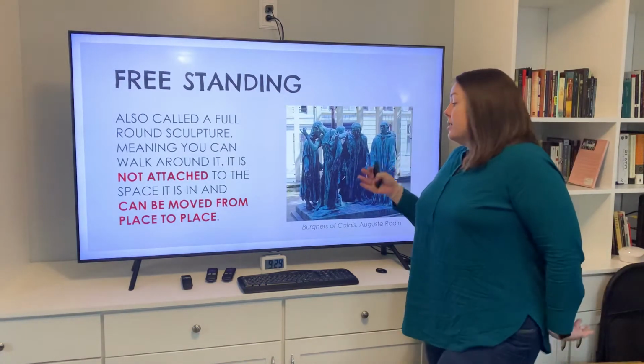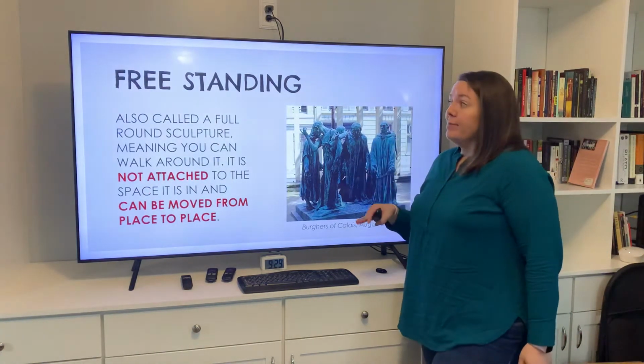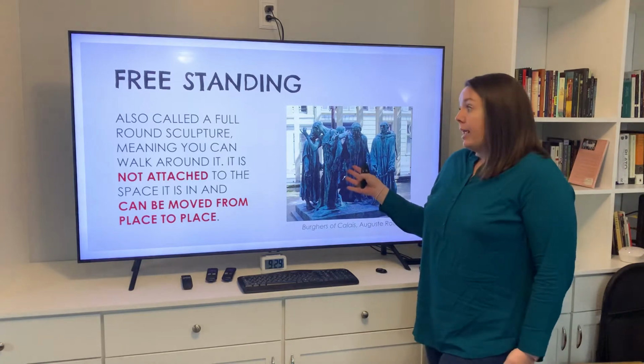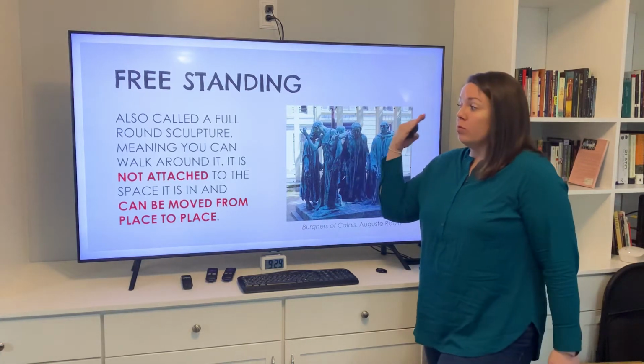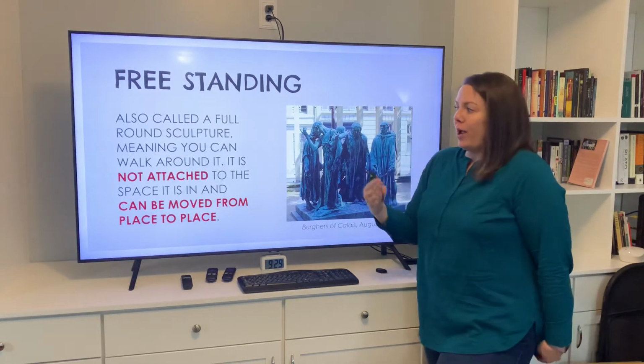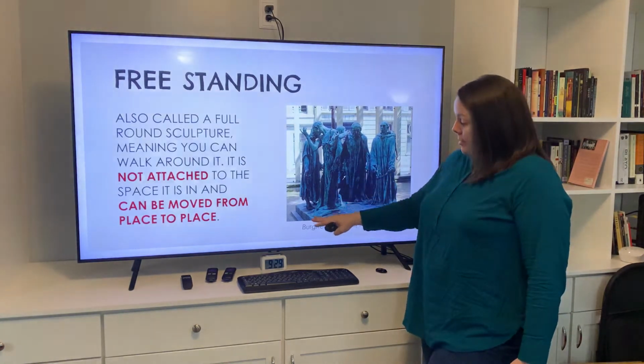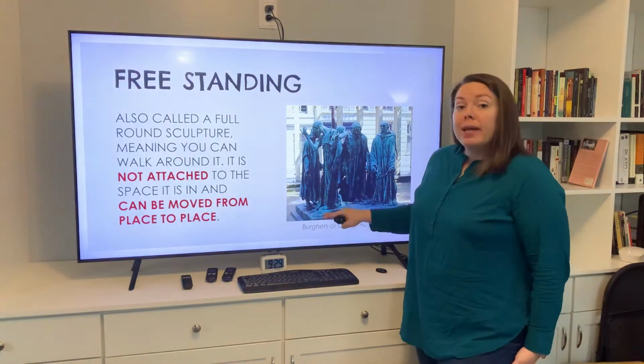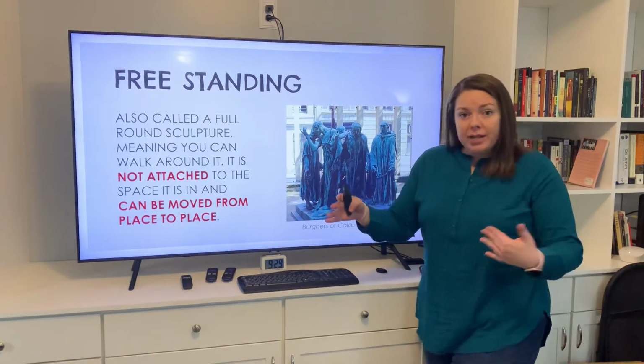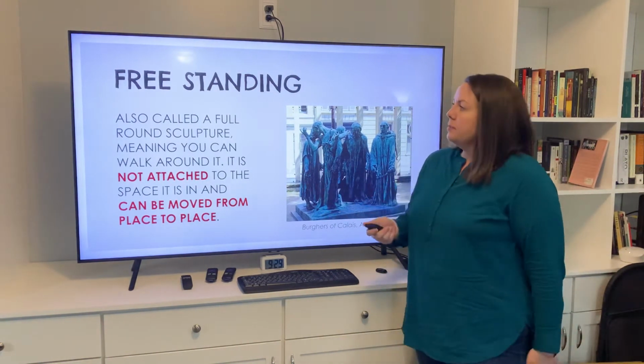So we're going to go through the different types of sculpture. It can be freestanding, meaning that it can also be called a full round because you can walk fully around it. It is not attached to the space. So this is on a platform, and this platform can be moved, so it can be relocated to different squares or different museums.